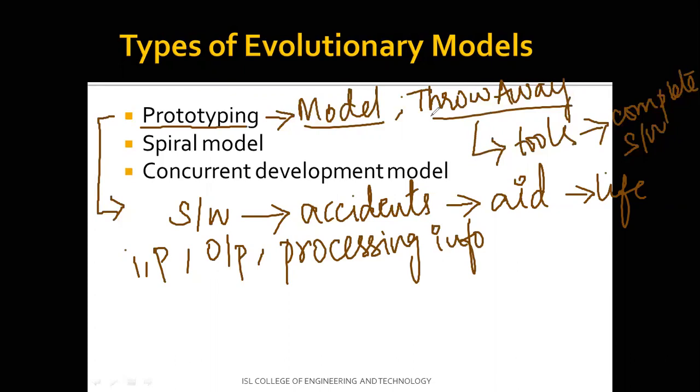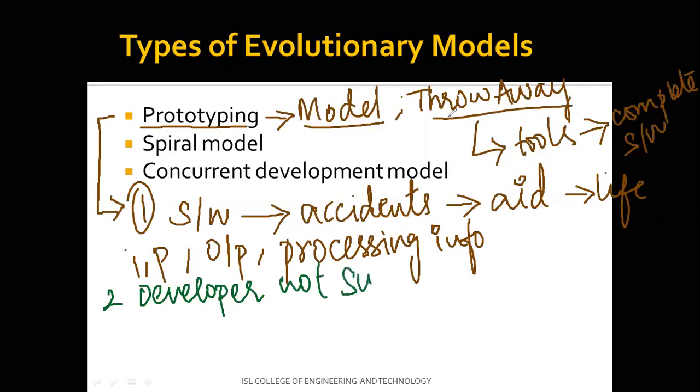So at this instance, you go for the prototyping model. This is the first instance when you're going to use the prototyping model. The second one is the developer is not sure about the efficiency of the algorithm.